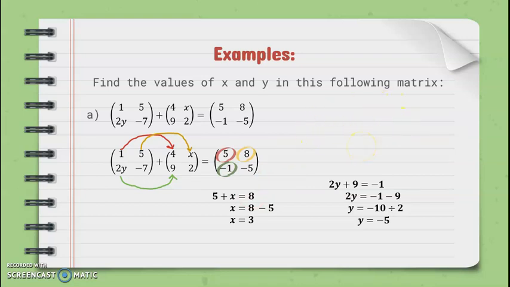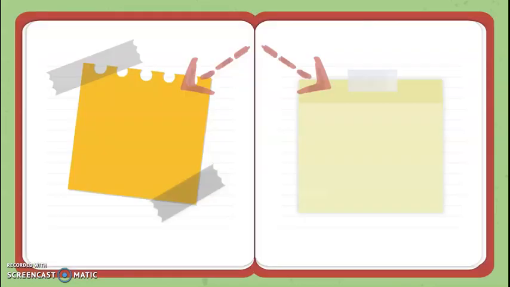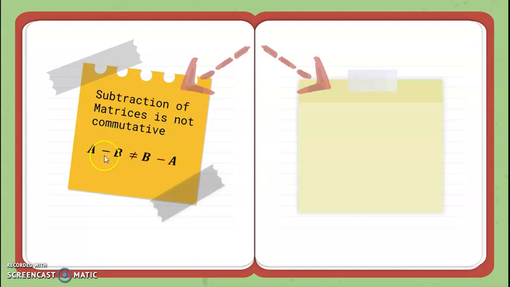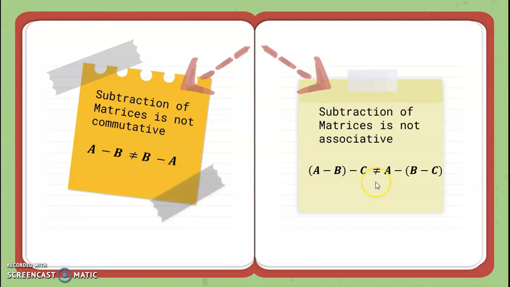Okay, so that is the addition and subtraction of matrices. Now we are going to do a summary of the subtraction of matrices. Fun fact, or it's not a fun fact, but it's a fact. Subtraction of matrices is not commutative, meaning that matrix A minus B is not equal to matrix B minus matrix A. Same goes with associative. Subtraction of matrices is not associative.